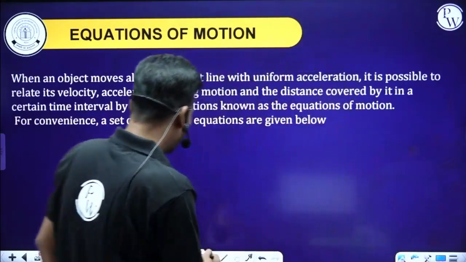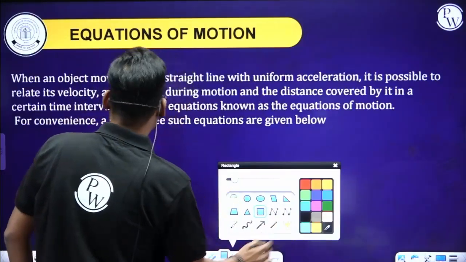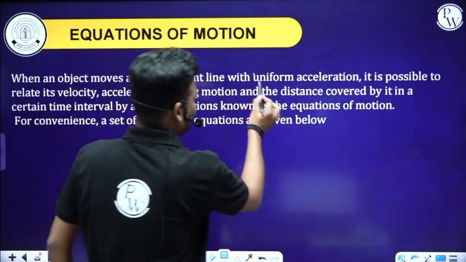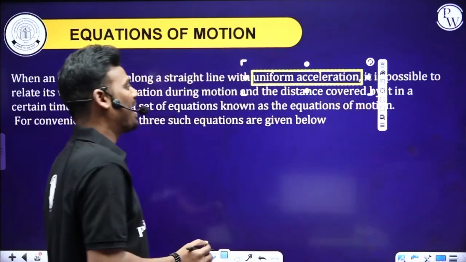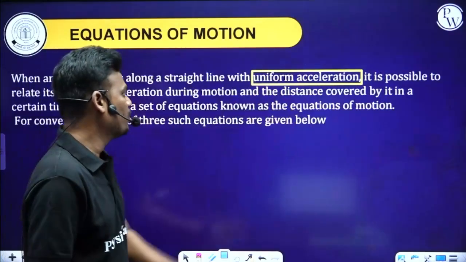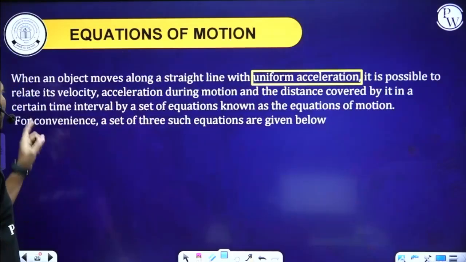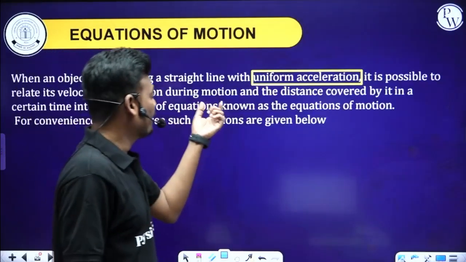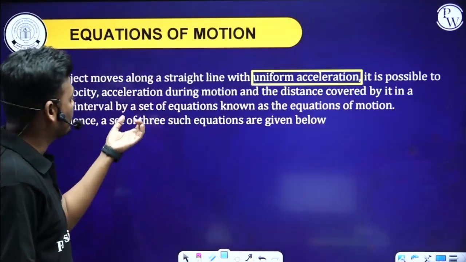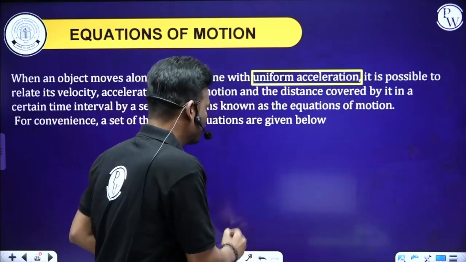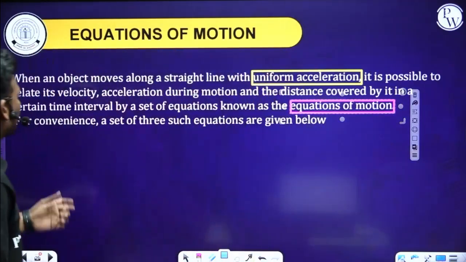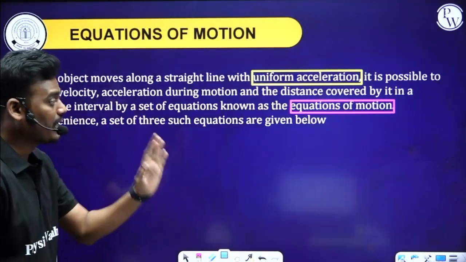Now, here you can see when an object moves along a straight line with a uniform acceleration, this is related to uniform acceleration. It is not impossible, it is possible to relate the velocity, acceleration during the motion, and the distance covered by it in a certain time interval by a set of equations known as equations of motion. Then, for convenience, a set of 3 such equations are given below.